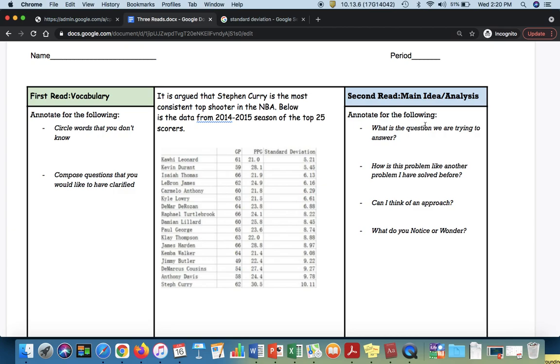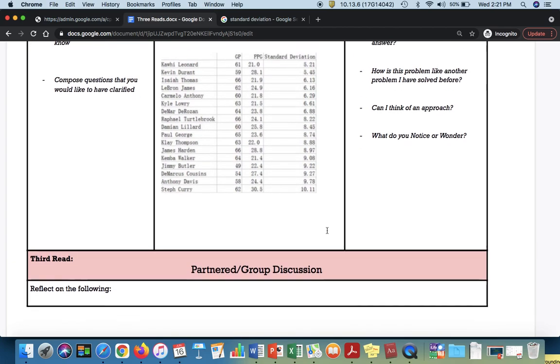Our second read is to think about the main idea or analysis. So what is the question we are trying to answer? And we will have students who, just like me, veer off of Steph Curry and start looking at some of the other players here. How is the problem like something that we've seen before? We've definitely seen averages in a student's high school career up to geometry. Can they think of an approach? I think that's something very interesting. And what do they notice and wonder? I think that's a very rich, open-ended entry point for all students.